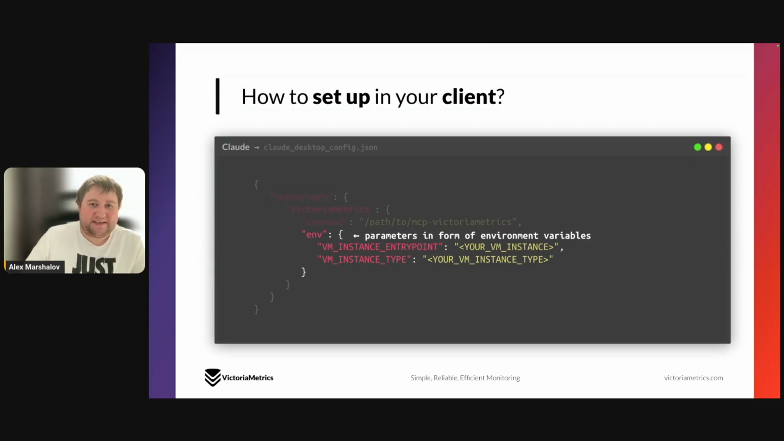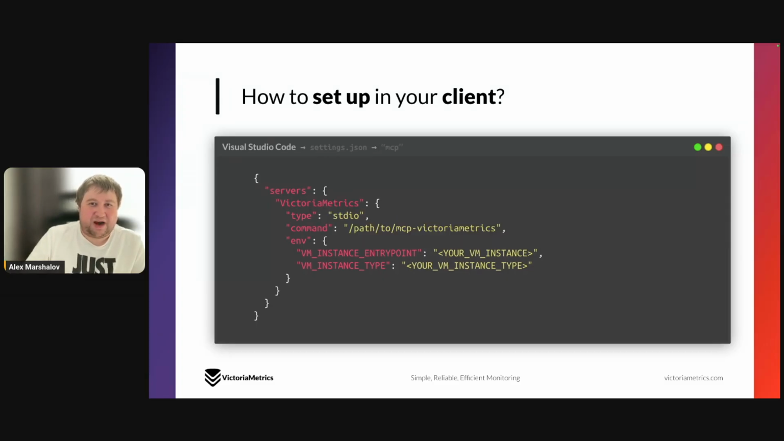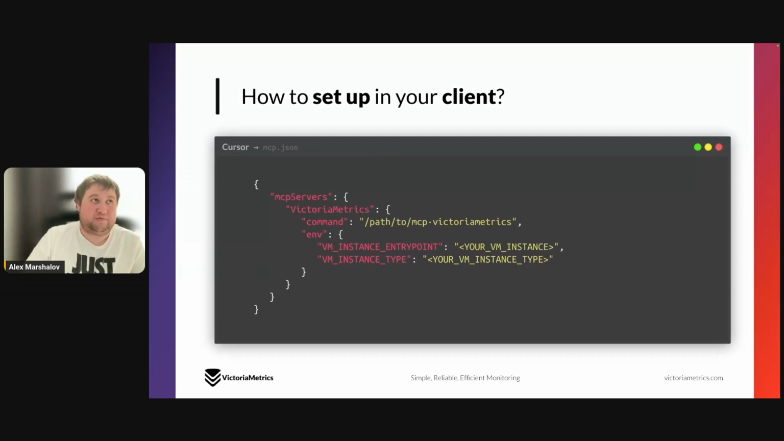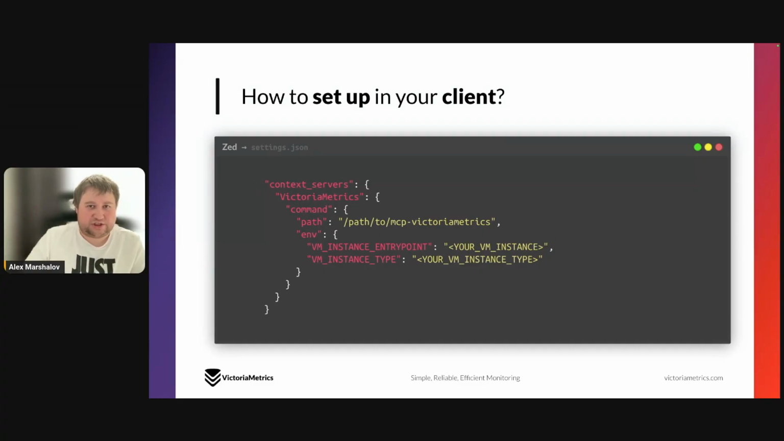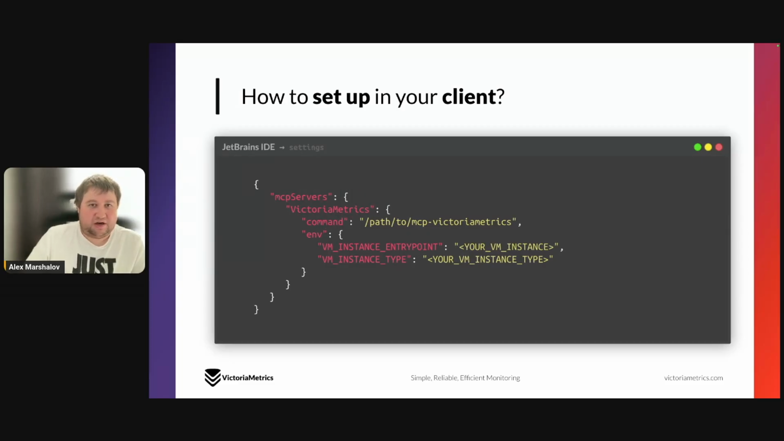So why did I start by listing the things you need to specify rather than just give you configurations for popular clients? Because there are hundreds of such clients. Here is an example for Visual Studio Code. It has a bit different format, but the same things you need to specify. Here is config for Cursor. It has the same format as Claude.